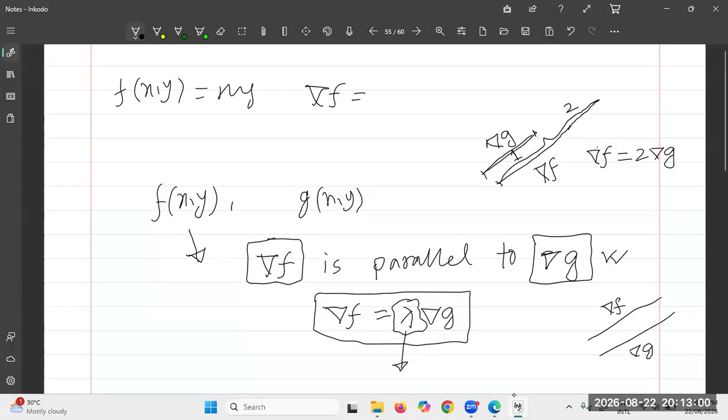Student: Sir, what does constraint mean? Constraint means restriction. We have a restriction.